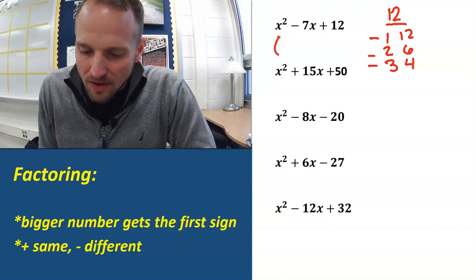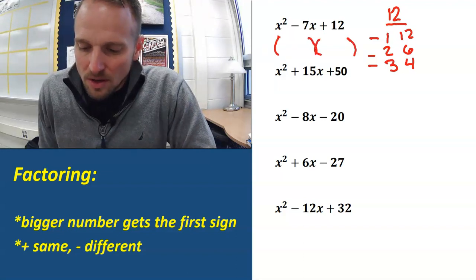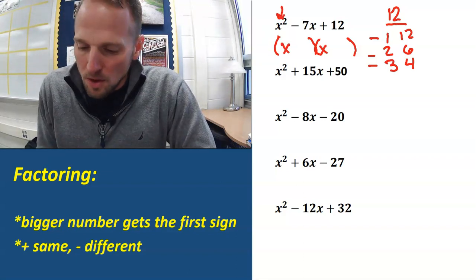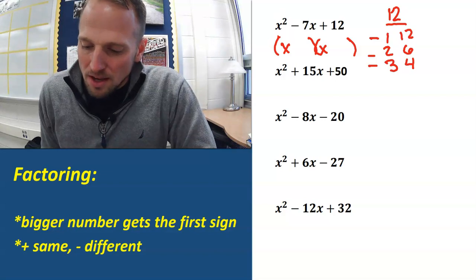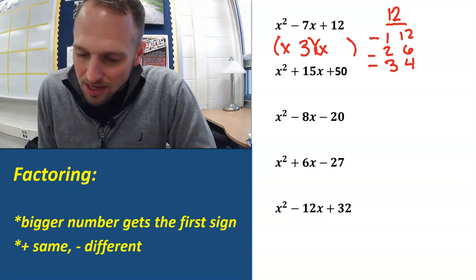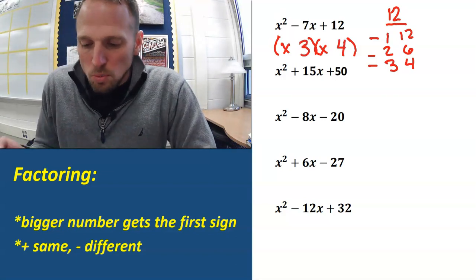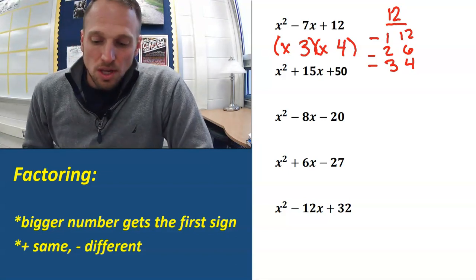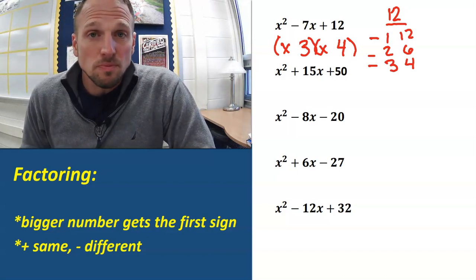So here's what we're going to have. We're going to have two sets of parentheses, and up front is going to be an x because x times x is going to give us our x squared. Okay, so we'll have the x's up front. Now I need to put in the 3 and the 4, and it does not matter where you put the 3 and where you put the 4. Now we just need to get some signs in here and we're going to be finished.